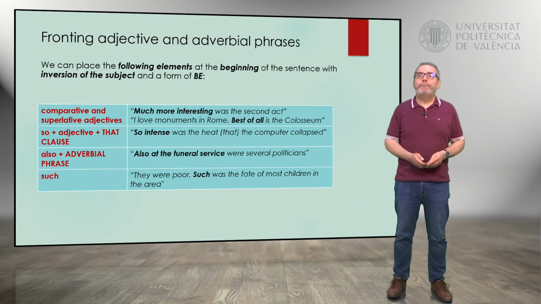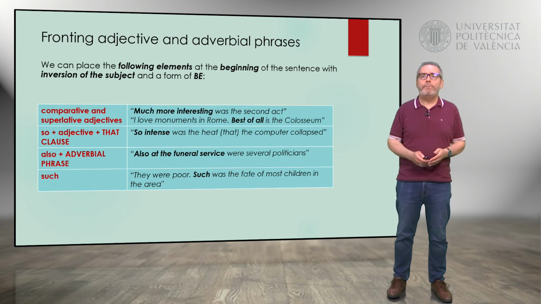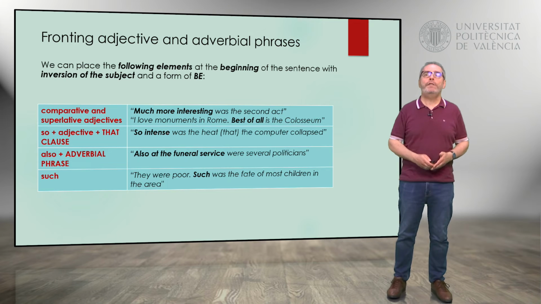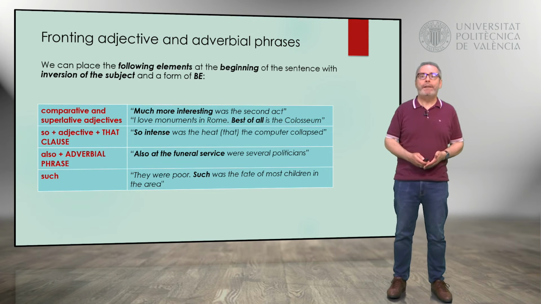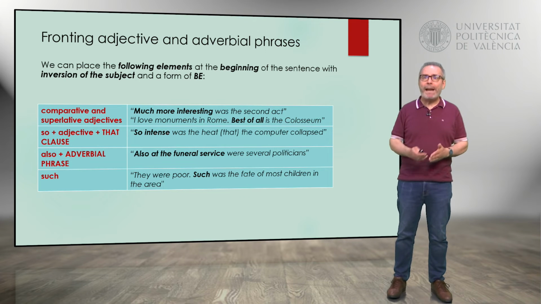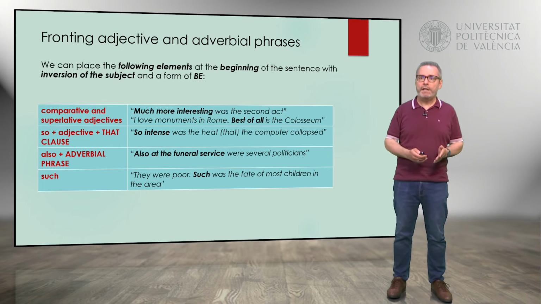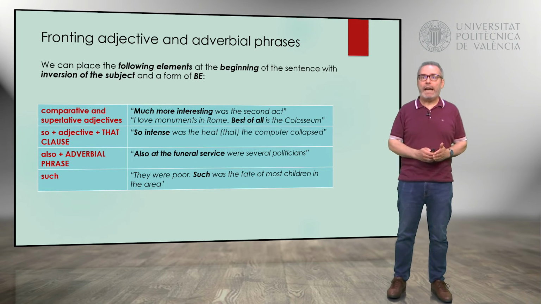Let's move on to fronting. The most important type of fronting is the fronting of adjective or adverbial phrases. We can place these elements at the beginning of the sentence to give emphasis. It implies the inversion of the subject and a form of to be. This is very typical with comparative and superlative adjectives, such as in the examples. Much more interesting was the second act, or I love monuments in Rome. Best of all is the Colosseum. Here we have inversion, as we can see.